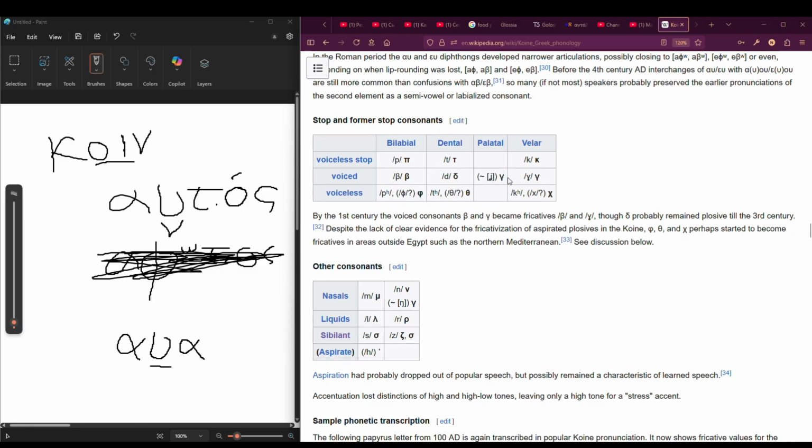I'm trying to read this chart, but the chart does not show what I want it to. A three-way distinction between an unaspirated, an aspirated, and a voiced consonant at three different locations. That is a cool system, cool idea, probably real. However, I don't know how legitimate that really is.